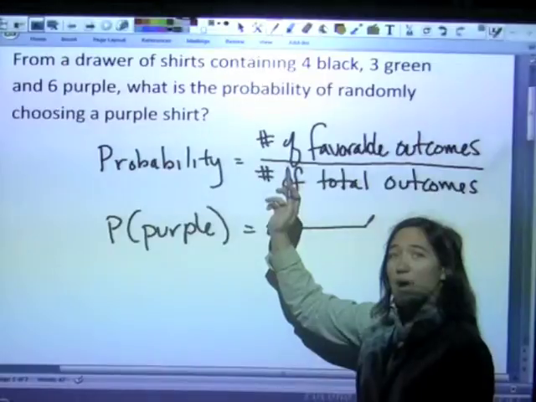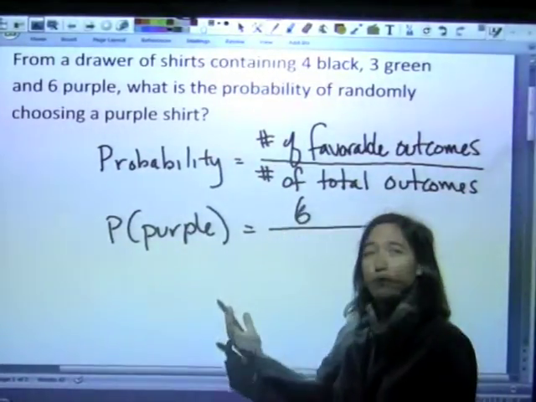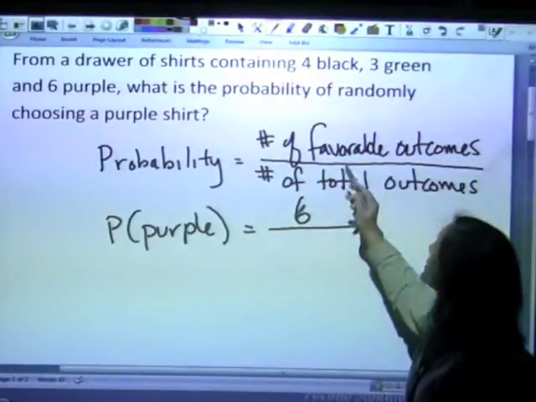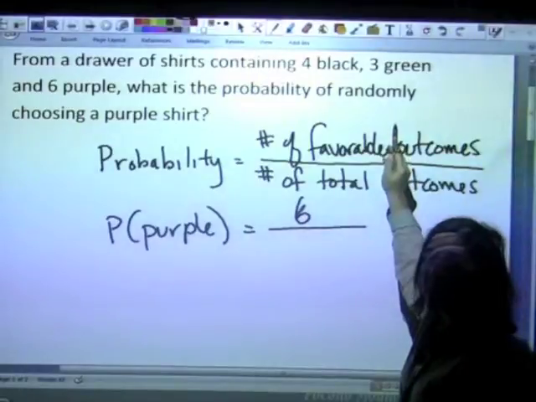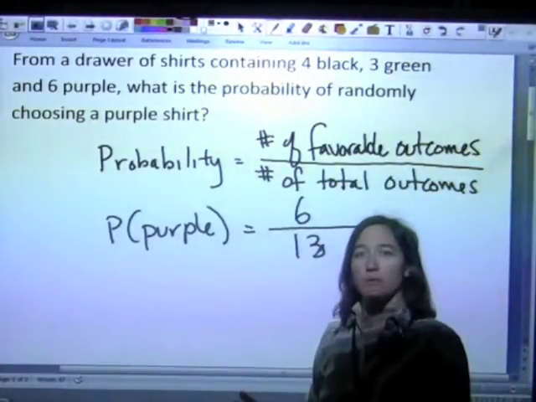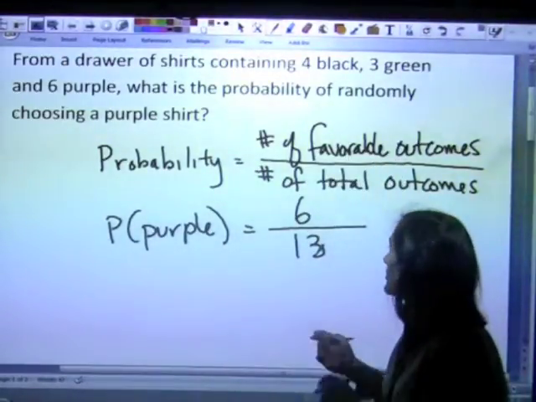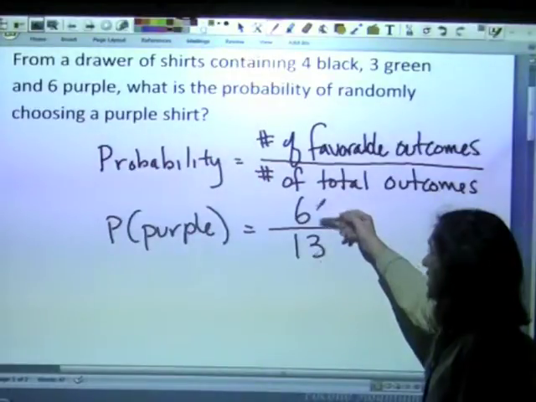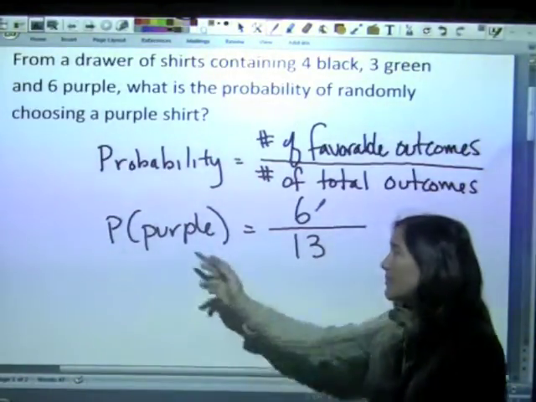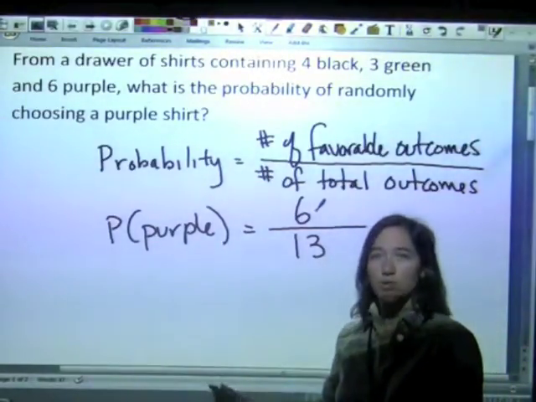The number of favorable outcomes in this problem is 6, because there are 6 purple shirts in the drawer. The number of total outcomes is 13, because the total number of shirts in the drawer is 13, with the 4 black, the 3 green, and the 6 purple. Since I can't reduce this fraction any further, I leave my answer in that form. The probability of choosing a purple shirt is 6 out of 13, or 6/13.